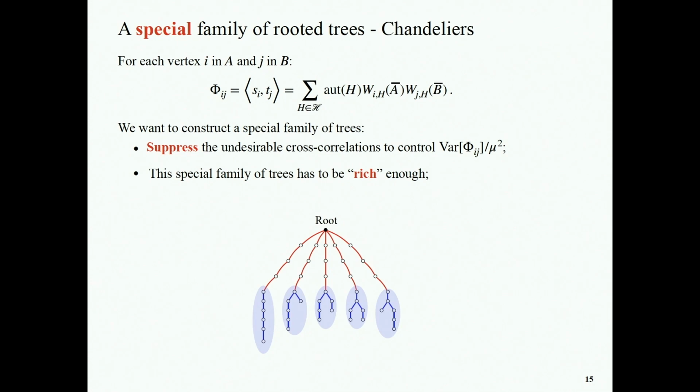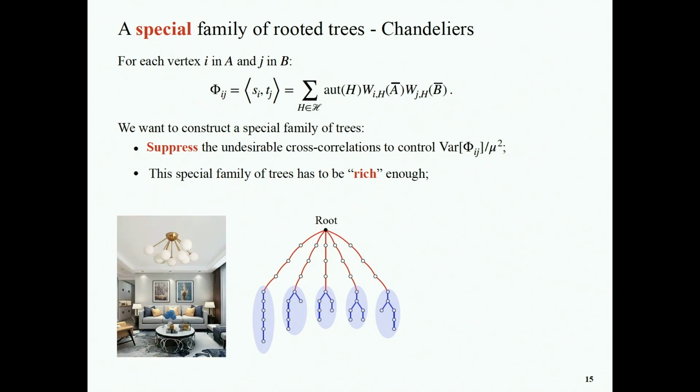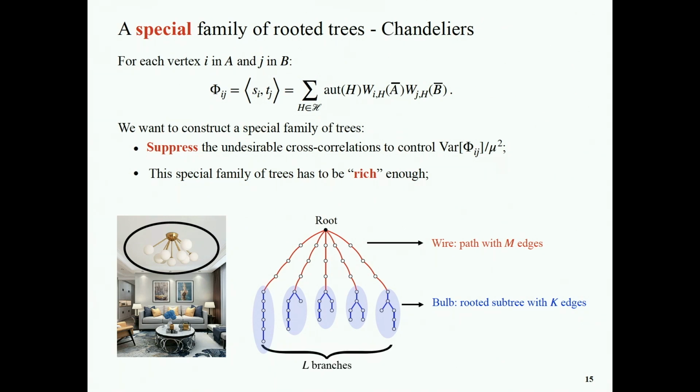And this is what we pick, what we construct, and we give it a name: chandeliers. The reason is because it looks like this Amazon chandelier. The solenoid we call the root. The red parts are wires, so each wire is a path with capital M number of edges. The blue parts are the bulbs, so each bulb is a rooted subtree with capital K number of edges. And in this toy example here, the chandelier has 5 branches.